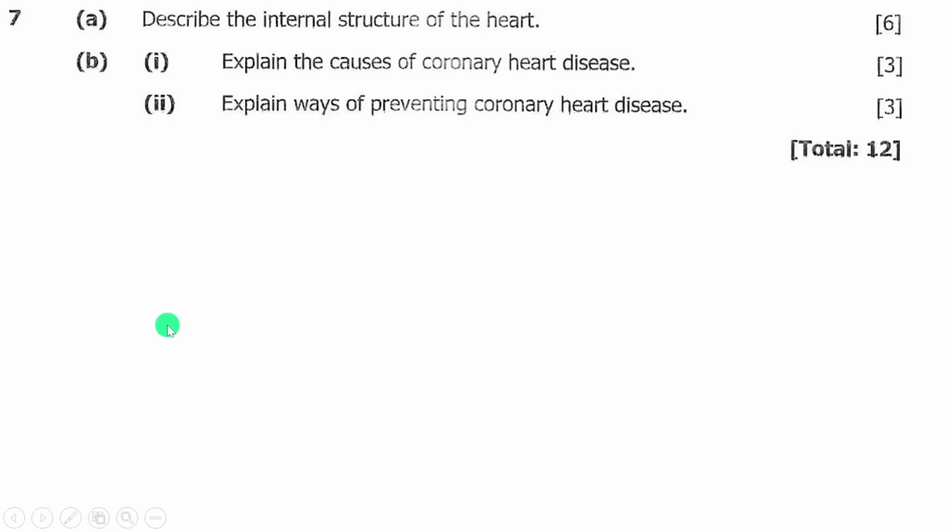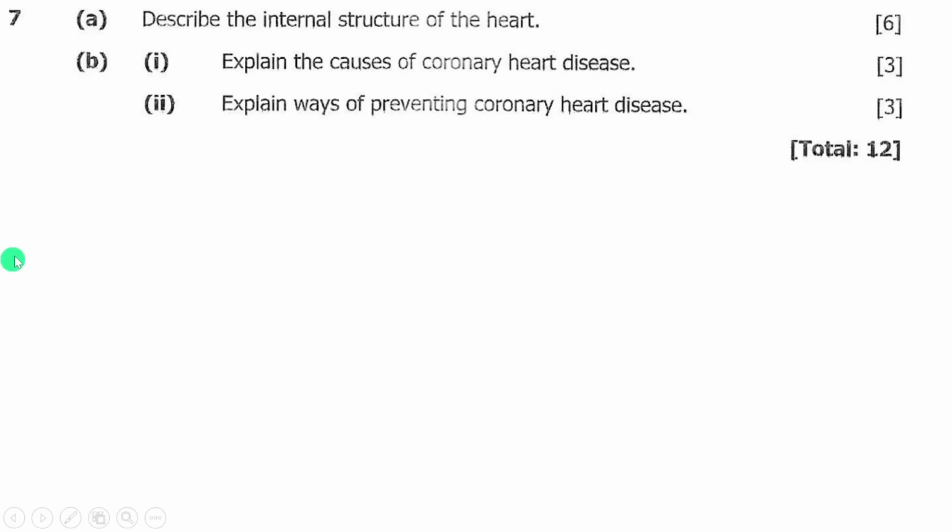Then we move to the other question, 7a, which says describe the internal structure of the heart. Then B, part 1 says explain the causes of coronary heart disease. Then part 2 says explain ways of preventing coronary disease. For such questions, you may not put them in paragraphs, since you need to pinpoint the actual causes and prevention.